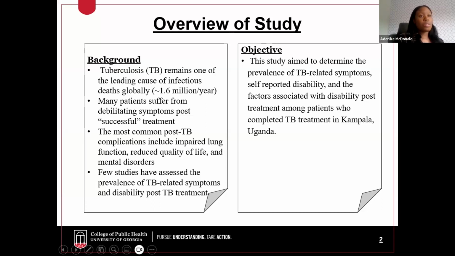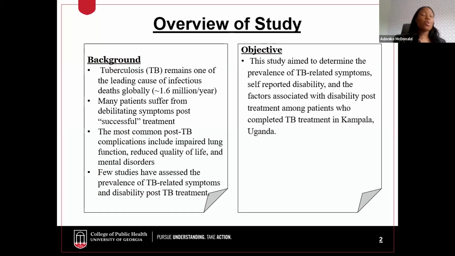We know that tuberculosis remains one of the leading causes of infectious deaths globally, accounting for approximately 1.6 million deaths per year. And now the burden of TB goes far beyond what happens before and during treatment, where many patients suffer from several debilitating symptoms post-successful treatment. The most common complications reported are impaired lung function, a reduced quality of life for individuals, and also mental disorders.